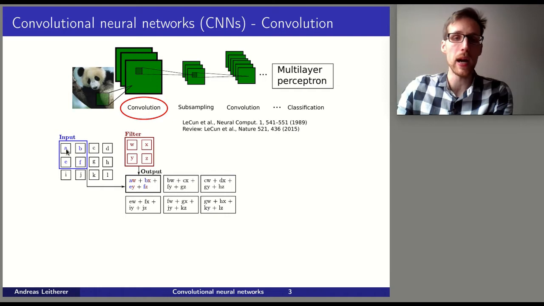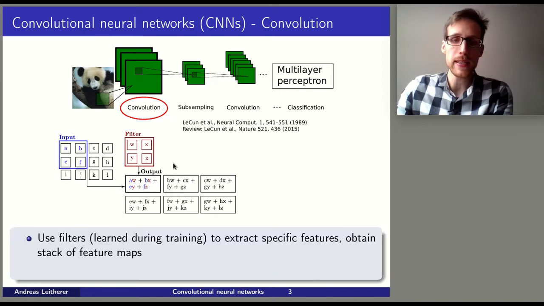You multiply the values of the overlapping pixels, A times W, B times X, and so on, and you sum up the result. Then you slide one pixel to the right, and then multiply B times W, C times X, and so on, and sum up the result. After you have scanned through the whole image, you get a new feature map.